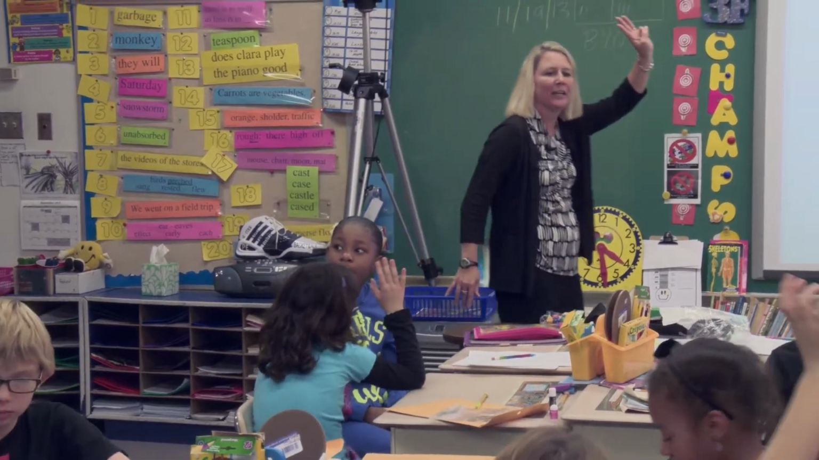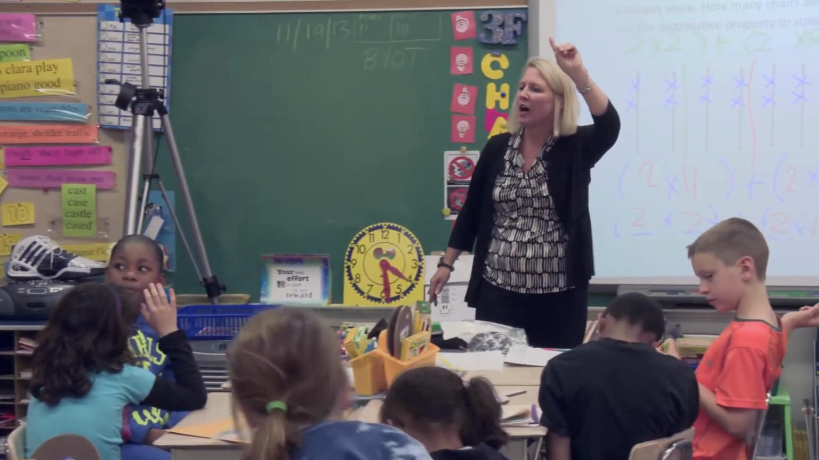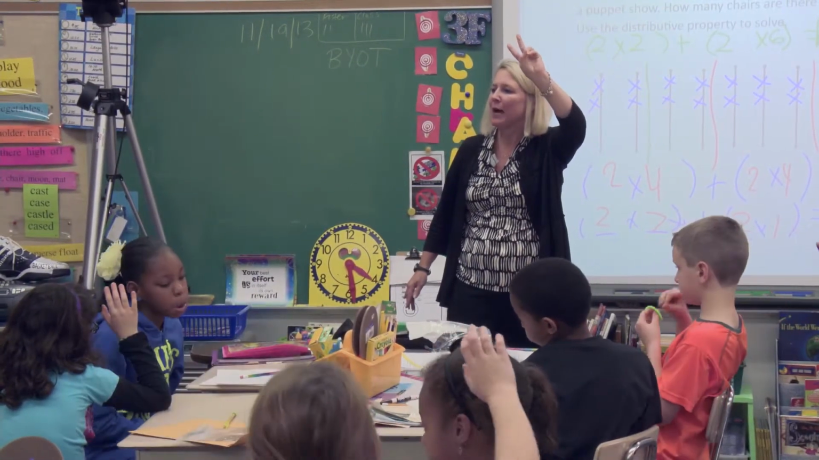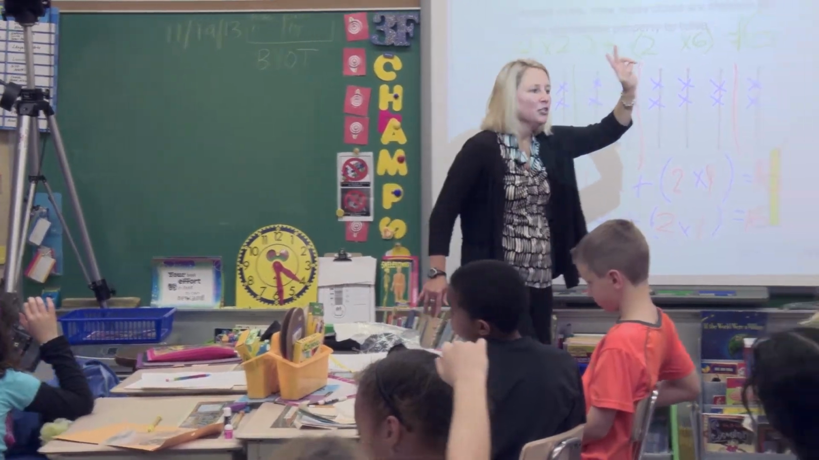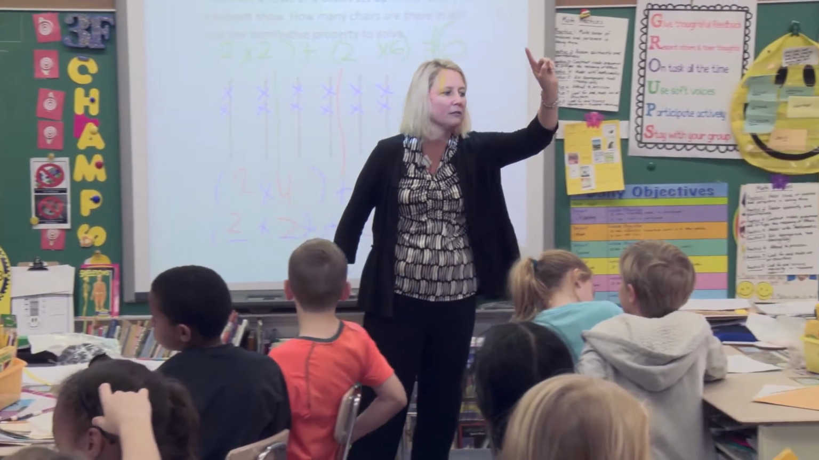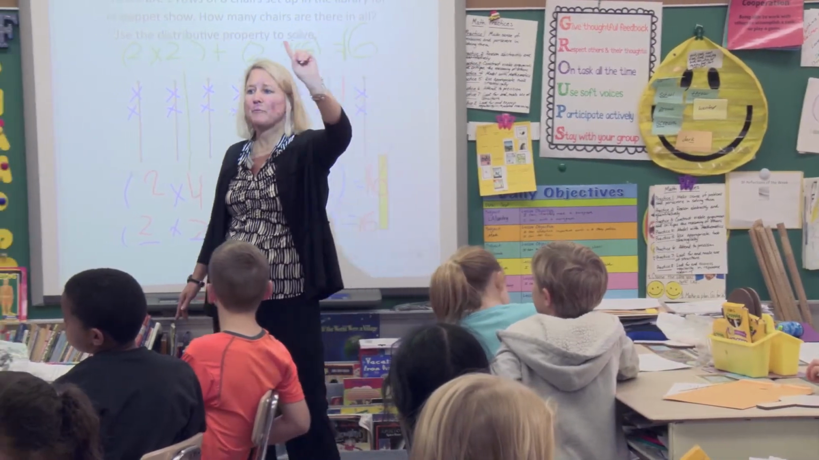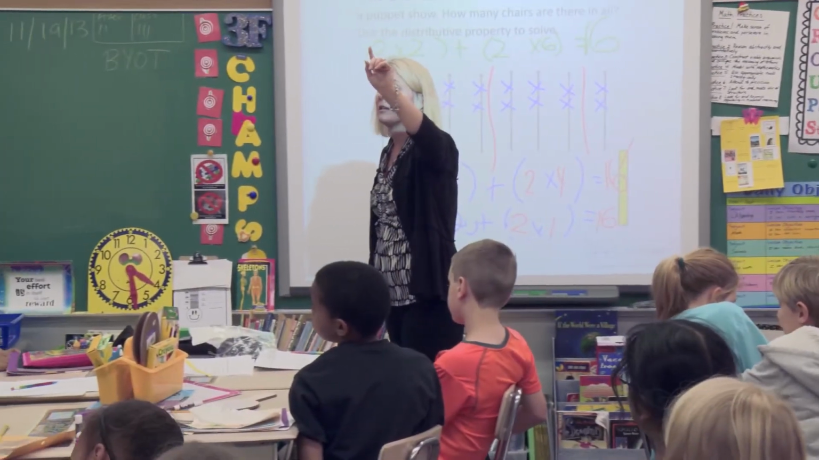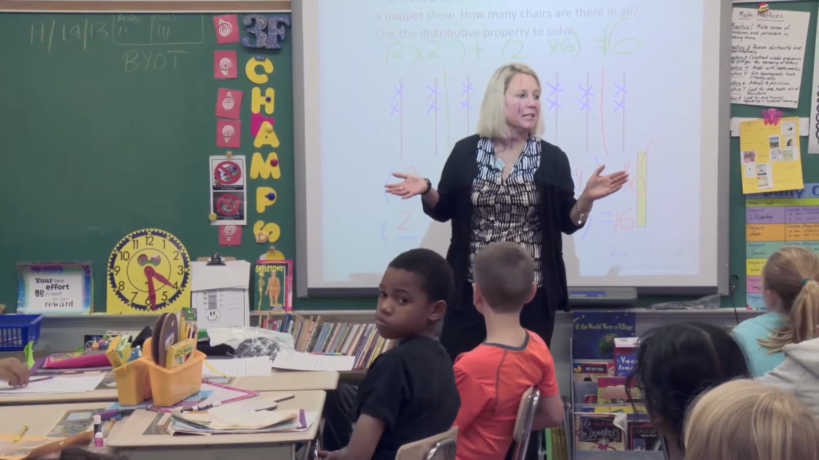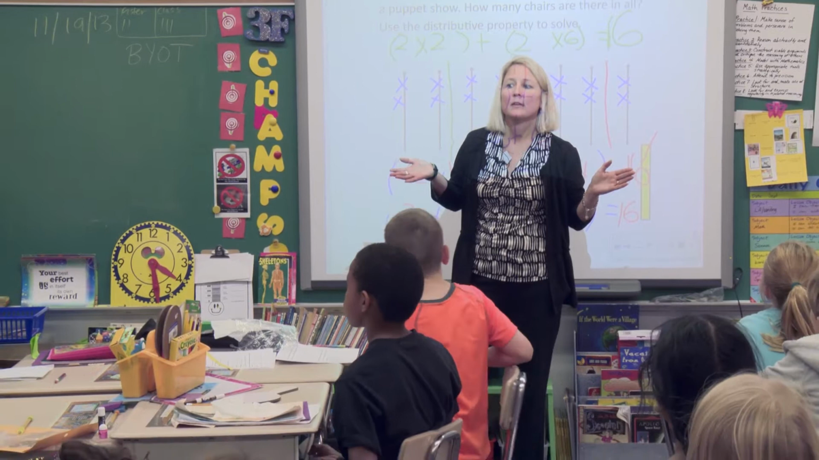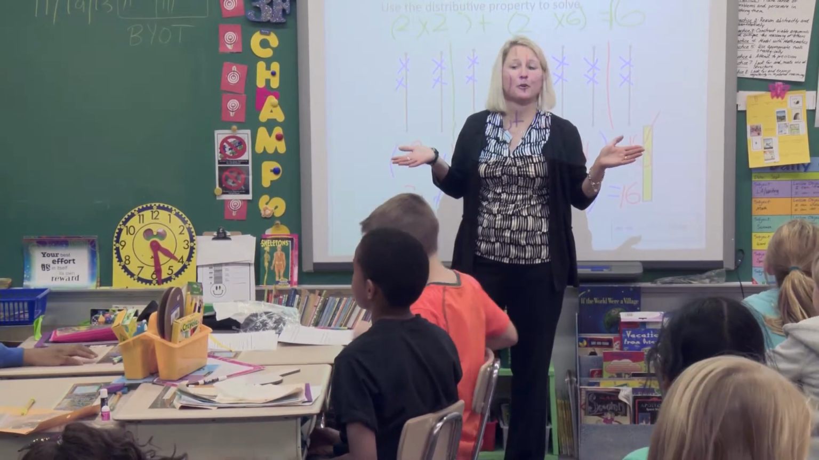5, 4, boys and girls, 3, 2, 1. We've learned 2 properties right now. And we're gonna close with the 2. So the commutative property, 4 times 3 would be the same as what? 3 times 4. And when we're doing the distributive property, we need to what? Divide up your array. Awesome.